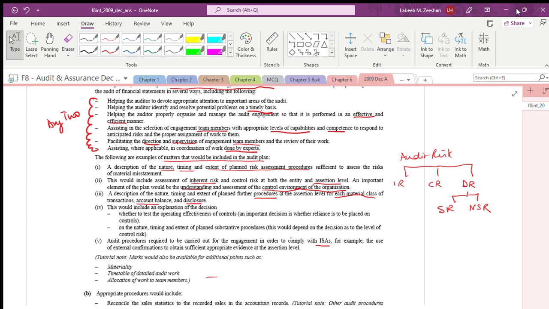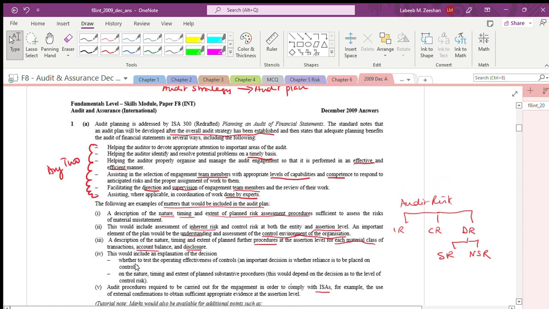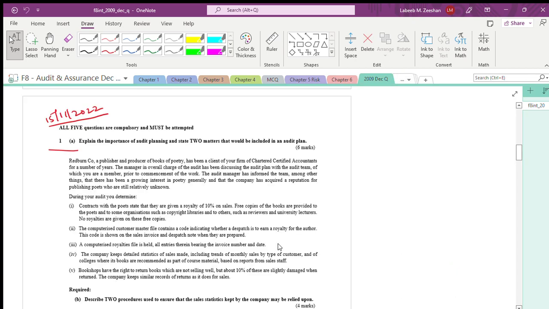This is a general. Now you can understand what is the purpose of audit planning, importance of audit planning, what are the items to be included in audit planning, and what are the matters to be included in the audit plan. They say that what is the importance of audit planning and what are the matters.